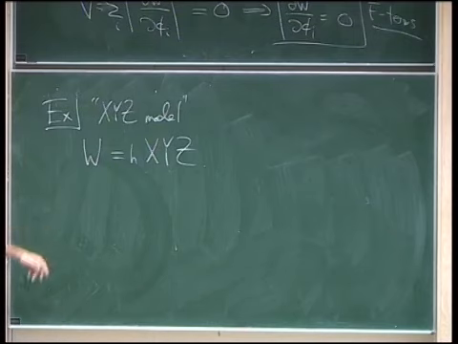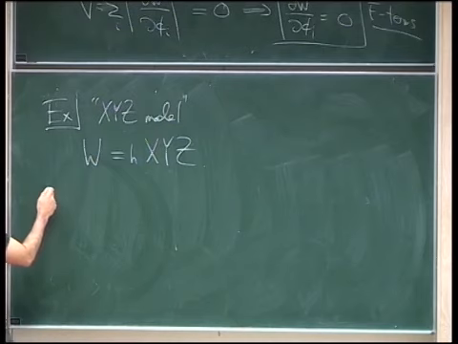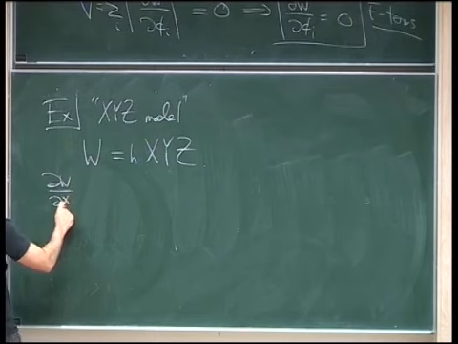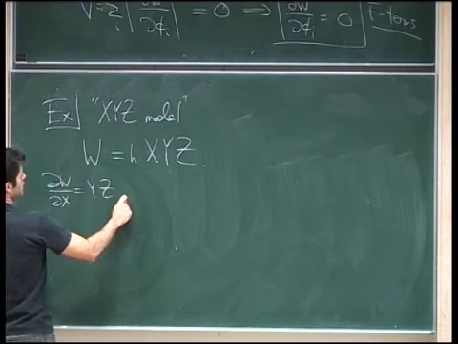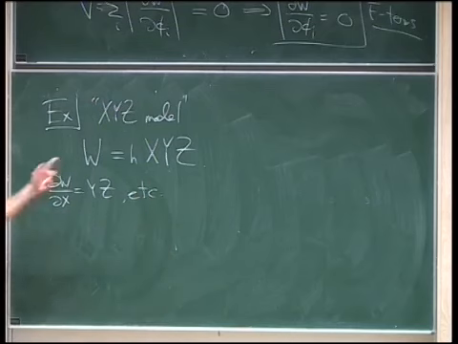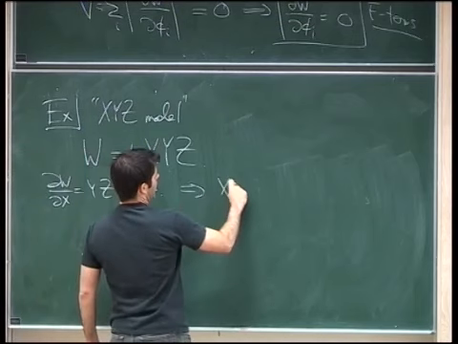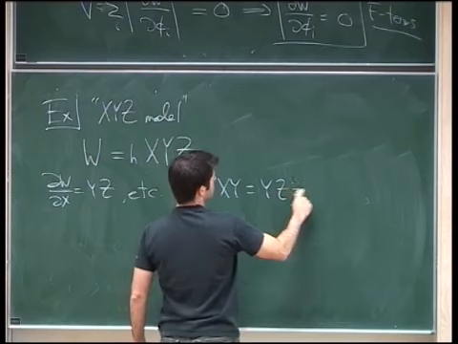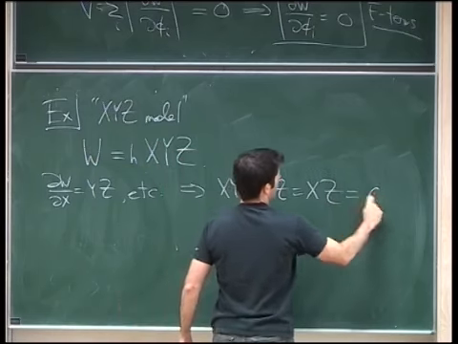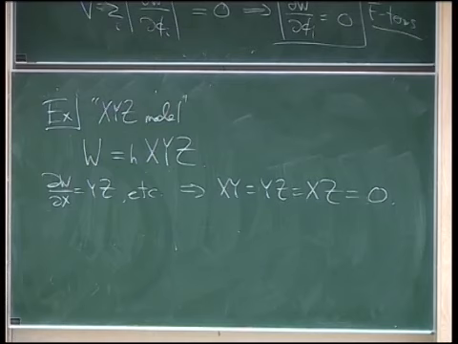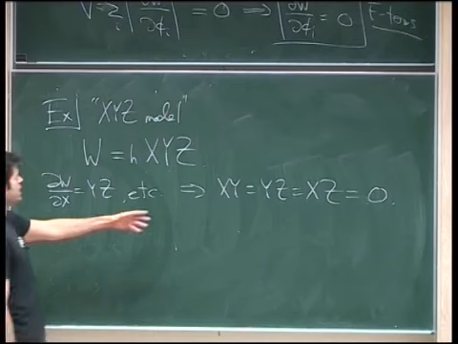All right, so what are the F terms here? There are no D terms because there's no gauge interaction, there's no vector supermultiplets. So the F terms here, well, it's easy enough to write down. dW/dX is YZ, et cetera. It's just the product of any two of these. So what I need to solve is XY equals YZ equals XZ equals 0. And the solution to this is apparent.